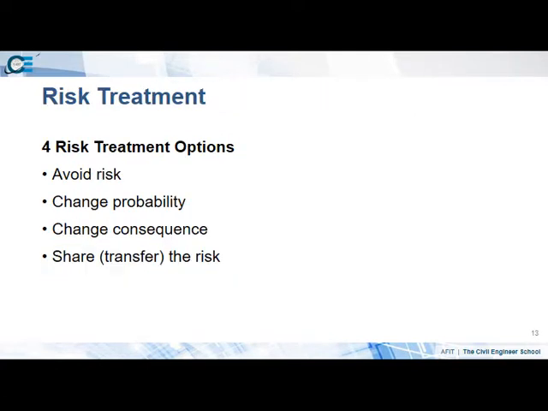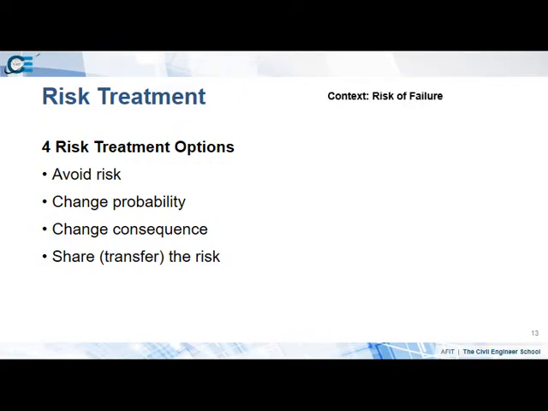If you've been in the Air Force for a minute, you know that we take risk all the time. When we decide to accept risk, we have to treat it. Fundamentally, there are 4 options for us when we take risk. The first one is to avoid it altogether. The second one is to change the probability. The third is to change the consequence. And then finally, to share or transfer the risk. Let's go over an example.